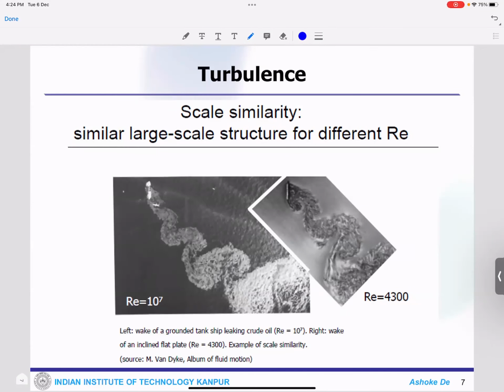Now, one of the important things for turbulent flow is the scale similarity. So if you see, when I have a Reynolds number of 4300, and when I go to a Reynolds number of 10 to the power 7, which is essentially 10 million, there is a similarity of the structure. So this is called the scale similarity. You may have the flow be turbulent as you increase the Reynolds number, but the structure looks like there is a nice similarity. Obviously the scales are not the same. We'll come to that very quickly, but there is a scale similarity.